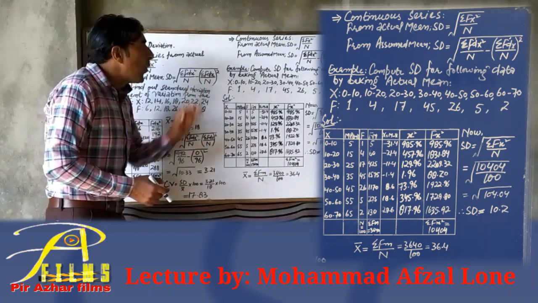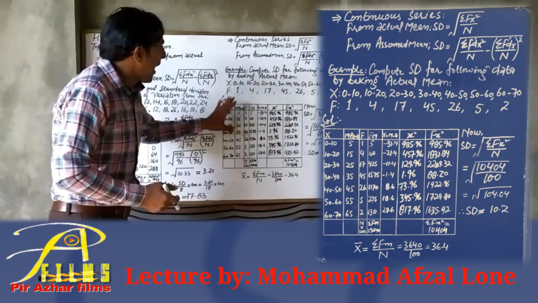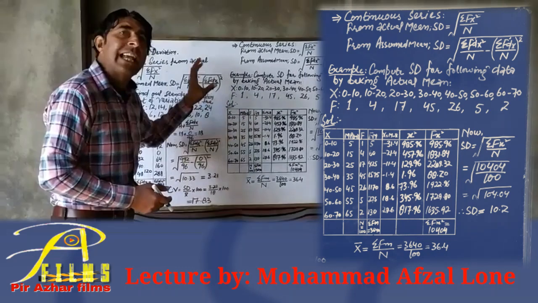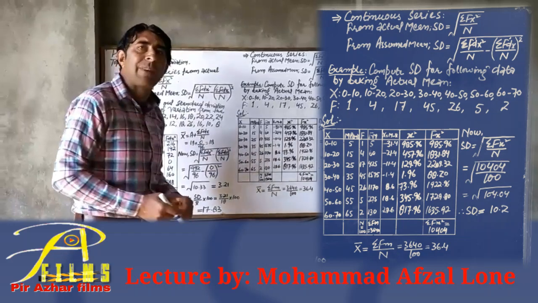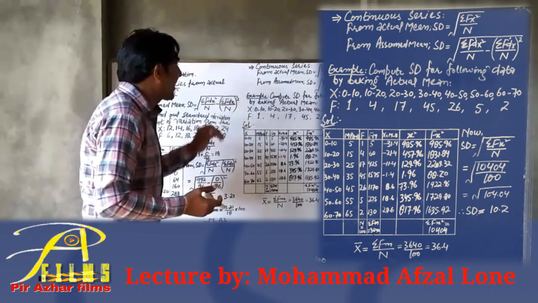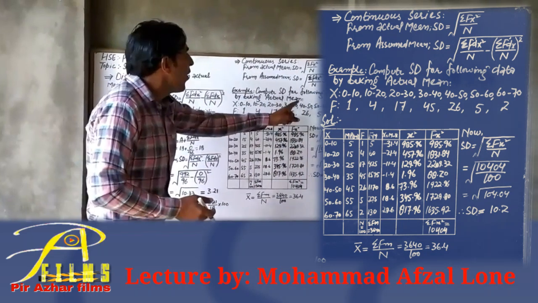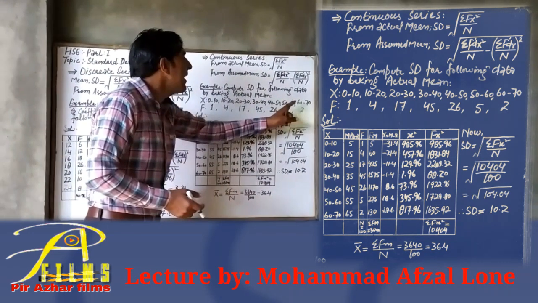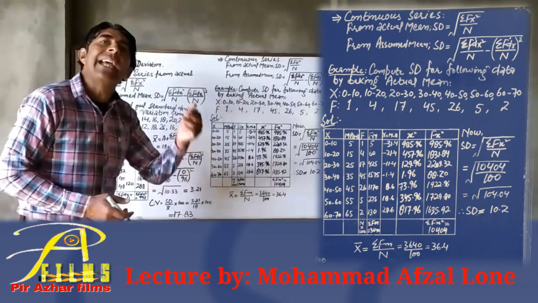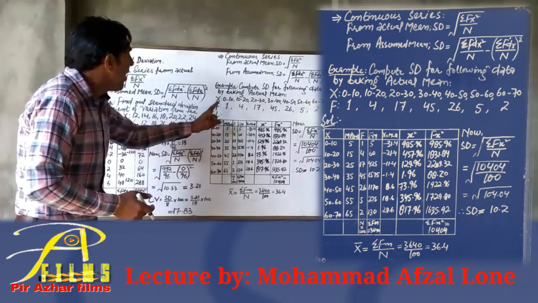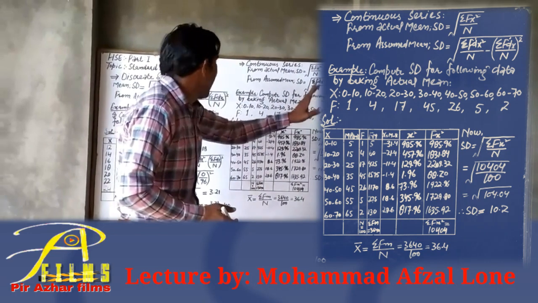Example: compute standard deviation for the following data by taking actual mean. We are going to calculate the standard deviation in the example not by the assumed mean but by actual mean. We have the values of the variable in the shape of class intervals x: 0 to 10, 10 to 20, 20 to 30, 30 to 40, 40 to 50, 50 to 60 and 60 to 70. We have the corresponding frequencies against each class interval in the form of f: 1, 4, 17, 45, 26, 5 and 2.